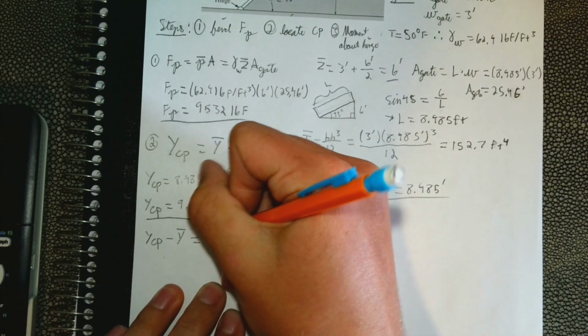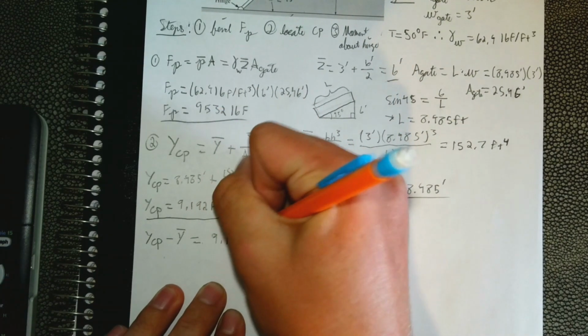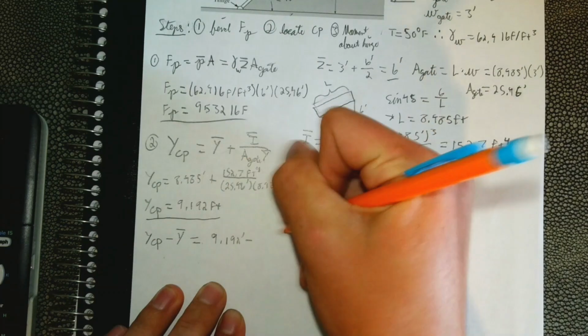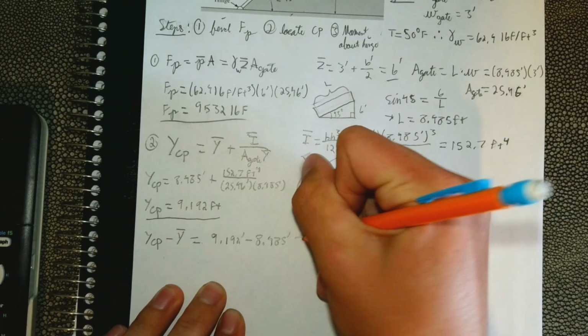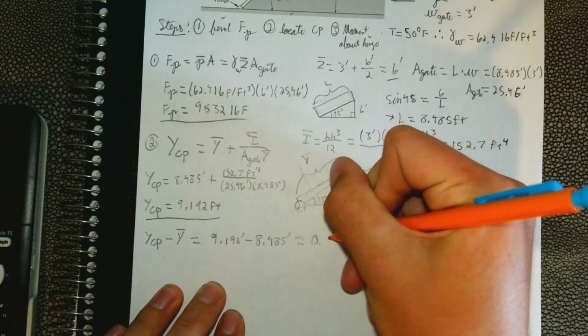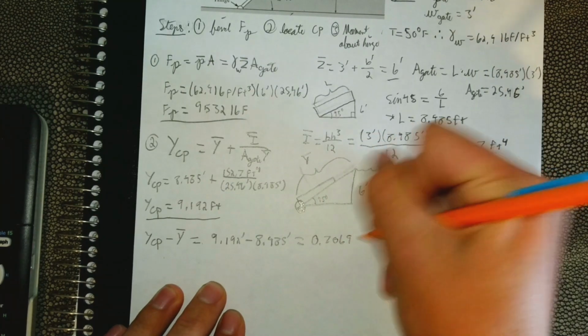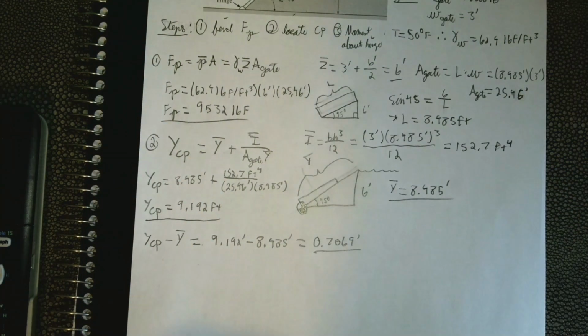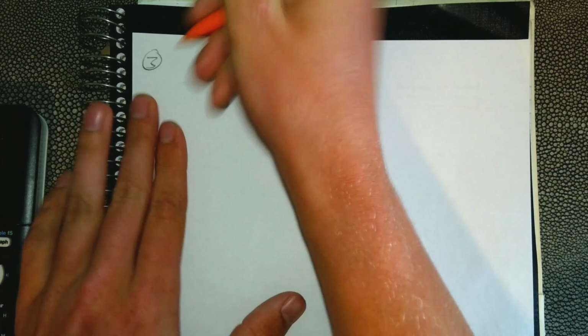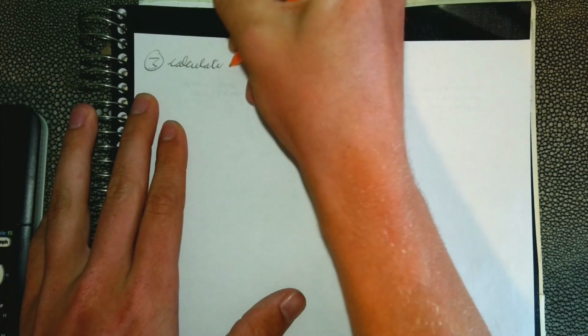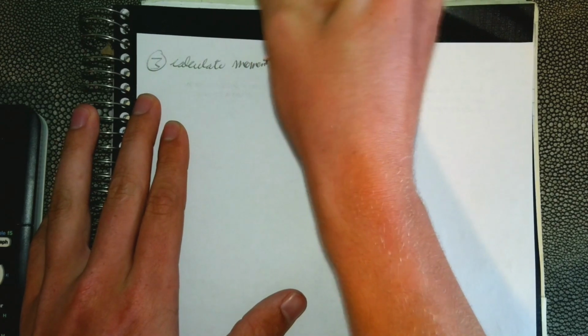So that's 9.192 feet minus 8.485 feet, and that equals 0.7069 feet. So that's the difference in length, and we're going to use that in the next step. I'm going to do this on the back so we have more room. Okay, so calculate moment about hinge.